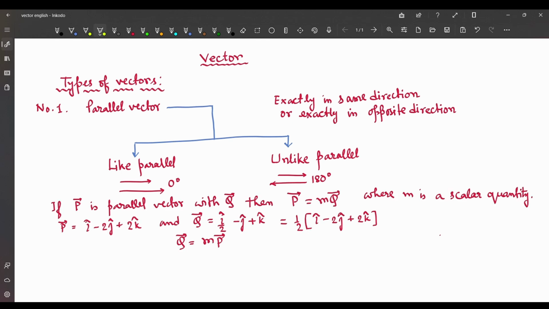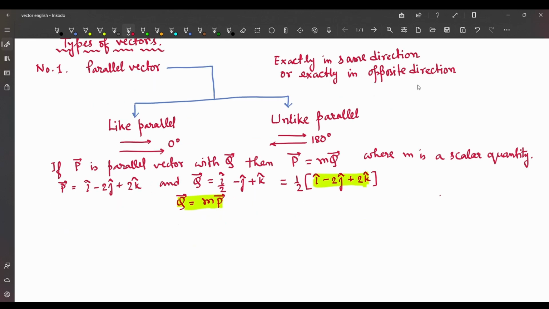I give you an example here of how you can check whether two vectors are parallel or not. Suppose P vector is i cap minus 2j cap plus 2k cap and Q is half i cap minus j cap plus k cap. So we can arrange Q vector as half into (i cap minus 2j cap plus 2k cap). Here this part, i cap minus 2j cap plus 2k cap, is P vector. So we can write Q vector as m into P vector, where m is here half, and we can say that now P and Q both are parallel.